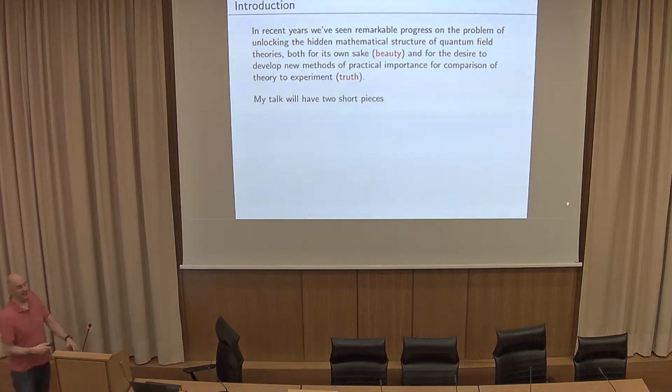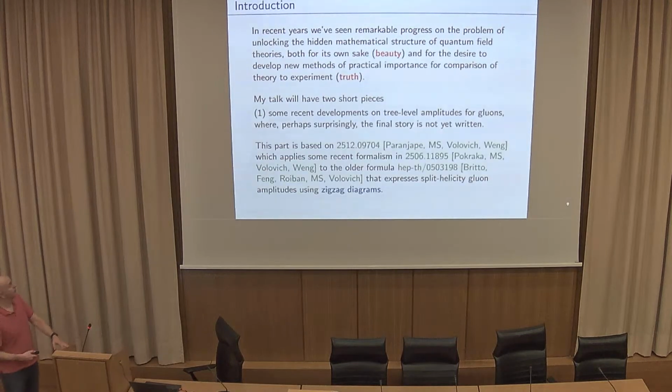Okay, so I won't spend much time on the motivation. In recent years, we've seen remarkable progress: on the one hand, we've uncovered beautiful mathematical structures, and on the other hand, we've learned a lot about amplitudes that have had direct impact on actual LHC data analysis. So my talk will have two short pieces. One is some recent developments on tree-level amplitudes for gluons, and this part was inspired by one of Yorgos's papers, but it's based on a couple of papers we wrote this year. It involves something called zigzag diagrams that I'll review.